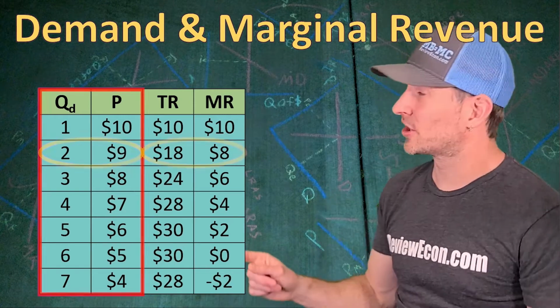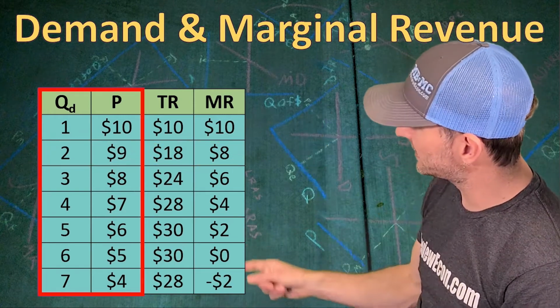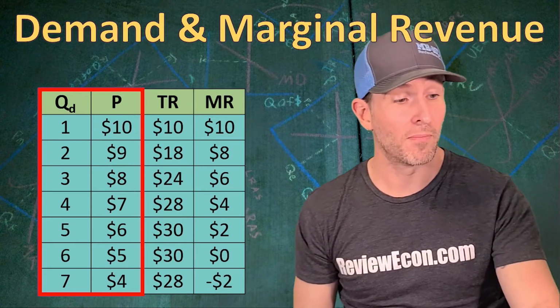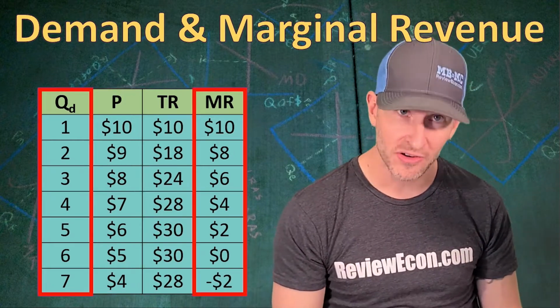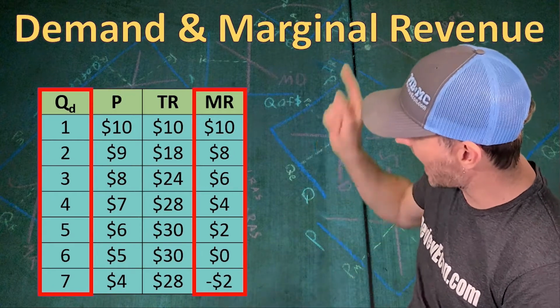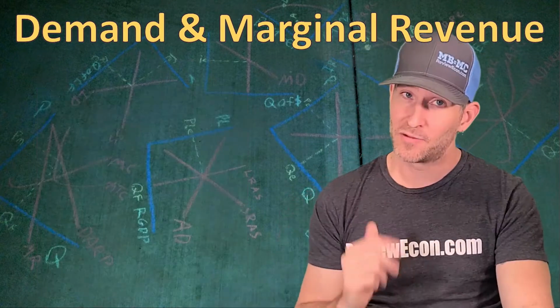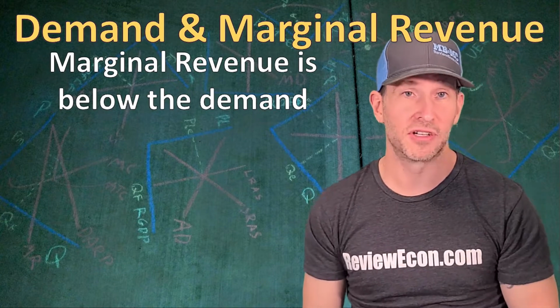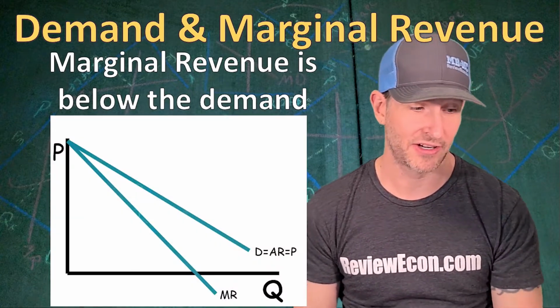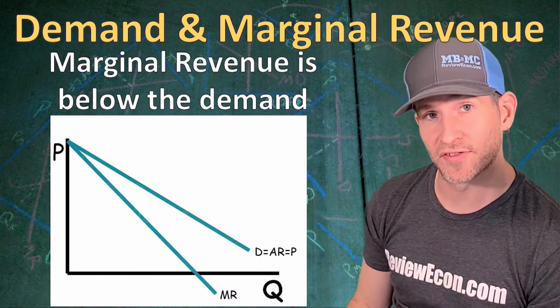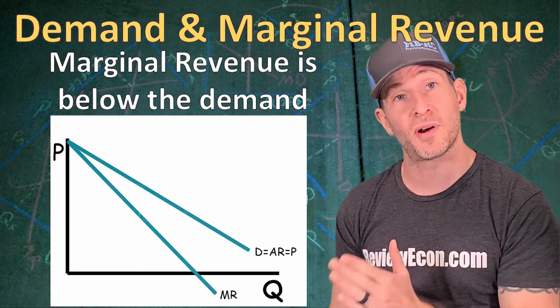And so our demand curve is those first 2 columns, the quantities and the price. Our marginal revenue curve is going to be those 2 columns, the quantity and the marginal revenue. That's the change in the total revenue for every unit produced. And when we put it on the graph, the marginal revenue is going to be below the demand curve. And that's because the marginal revenue is going to fall faster than the price of the product.